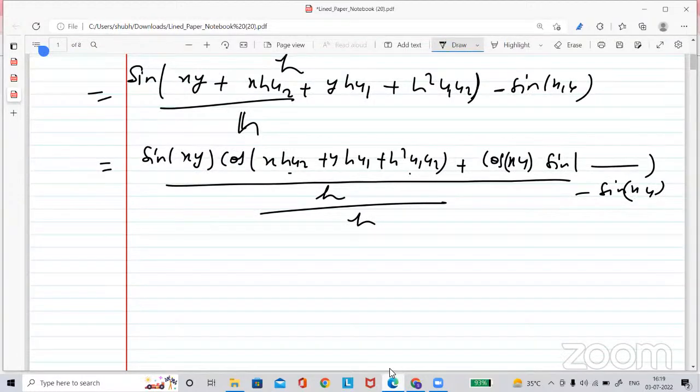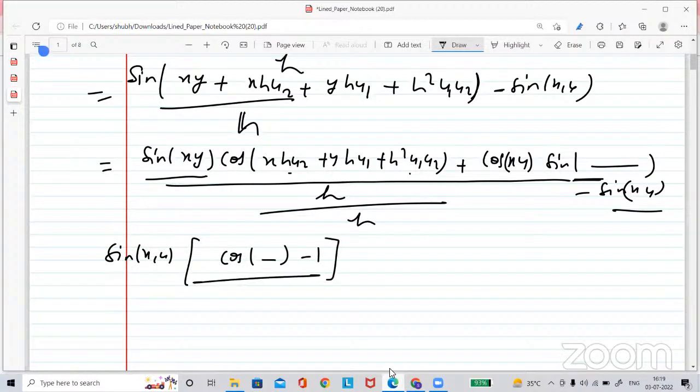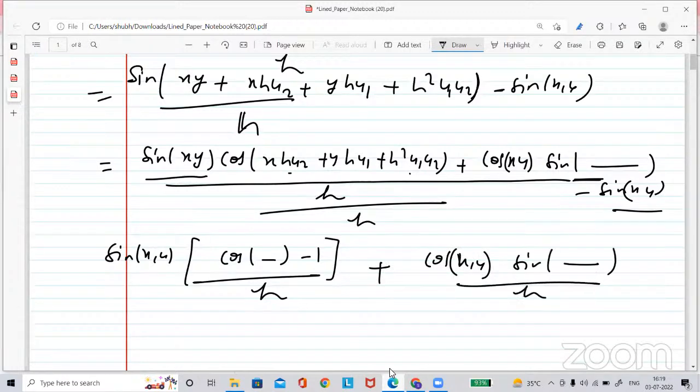For this part, we have to take common, and for this we don't need to. So cos of this bigger expression minus 1, we can make it separate upon h, plus cos xy sine of that bigger expression upon h. Like that. Now we have to take the limit.